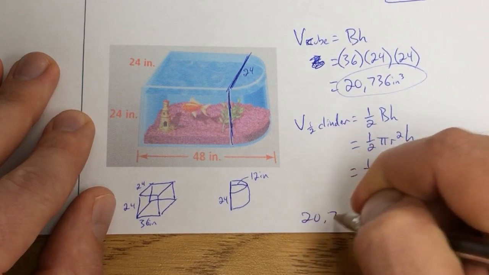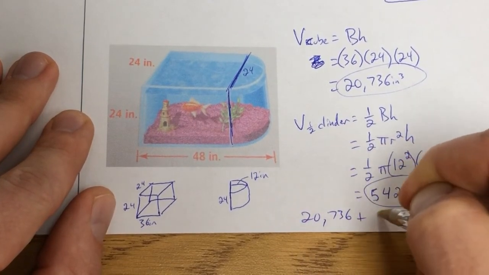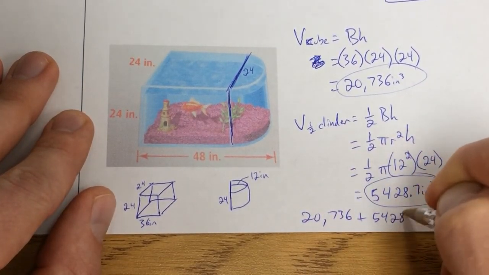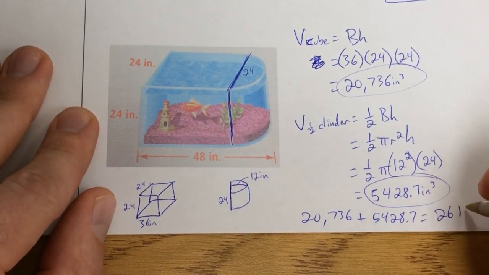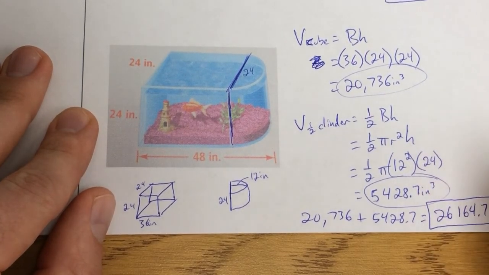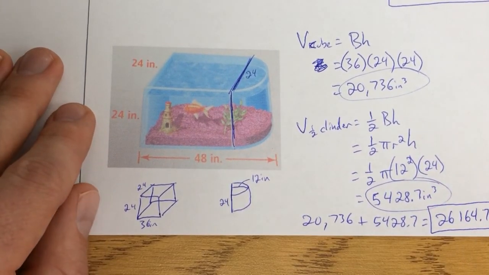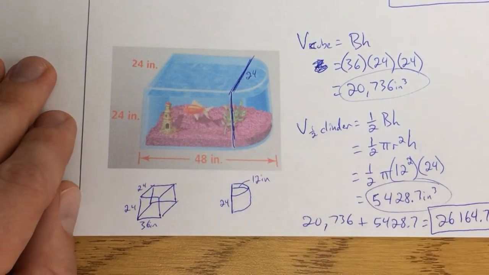Then for my total volume, I have to take both those numbers and add them together. So 20,736 plus 5,428.7 is going to be a grand total of 26,164.7 inches cubed, which is going to be the volume of my fish tank.